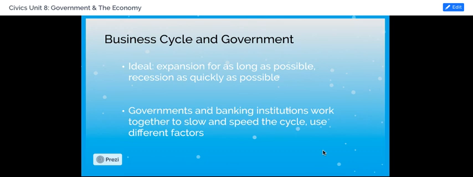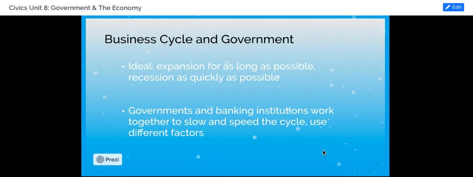So we want to be expanding to build up the suspense as long as we can, stay in that good expansion spot as long as we can. People are working, people have money, businesses are thriving. And then once we get to a recession, when we know we're going to be suffering economically, we want to get out as quickly as we can because we don't want people to suffer.